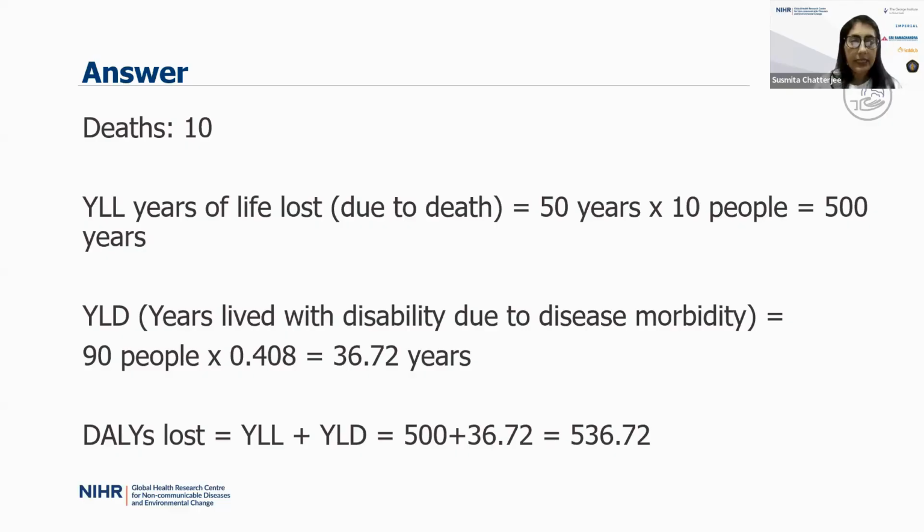Previously, suppose without the intervention, 1,000 DALYs were lost. So you want to avert DALYs. How many could you avert? If without the intervention it was 1,000 and now it is 536, then 1,000 minus 536 DALYs were averted, because you could have averted the mortality and morbidity with your intervention. Did you get my point? Did you get the interpretation okay?